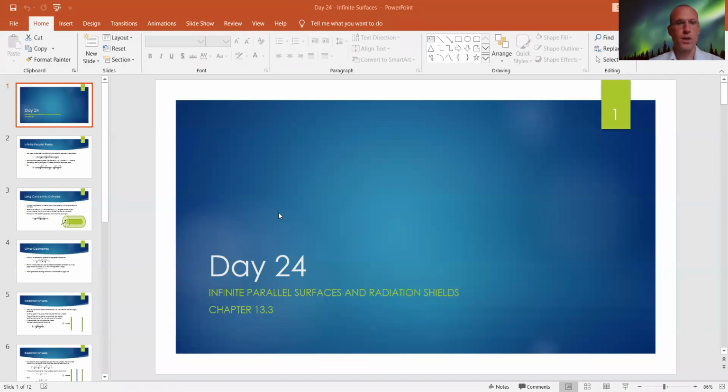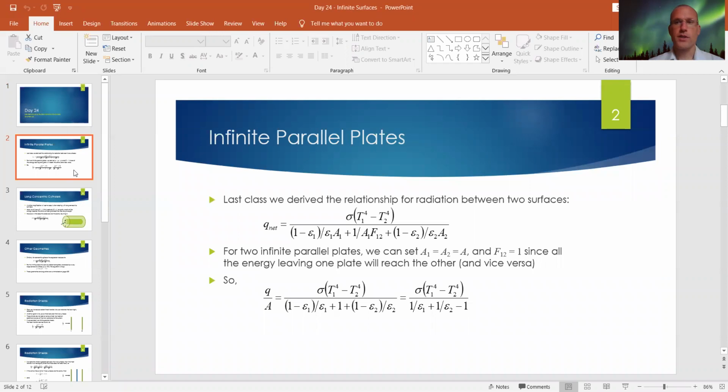All right, for the next installment of radiation, I'm going to deal with a couple applications of the radiation networks we saw last class. So two cases: infinite parallel surfaces, and radiation shields. For infinite parallel surfaces, you can have a few different geometries. Most common is infinite parallel plates, so rectangular, really big plates.